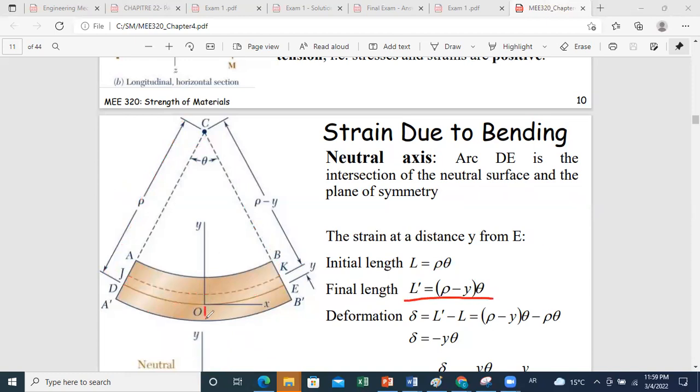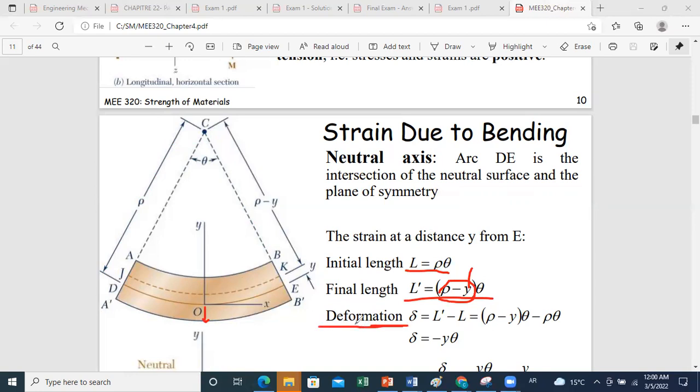Because if you are below the neutral axis, y will be negative, and then rho minus y will be larger than rho, and you will get an increase in length because the initial length is rho theta. When you are above the neutral axis, y is positive, and you have a reduction in length. And when you go below the neutral axis, y is negative, so minus minus will give you plus, and you'll have an increase in length. So now you can compute the change in length of any line of your beam, and therefore you can determine the deformation.